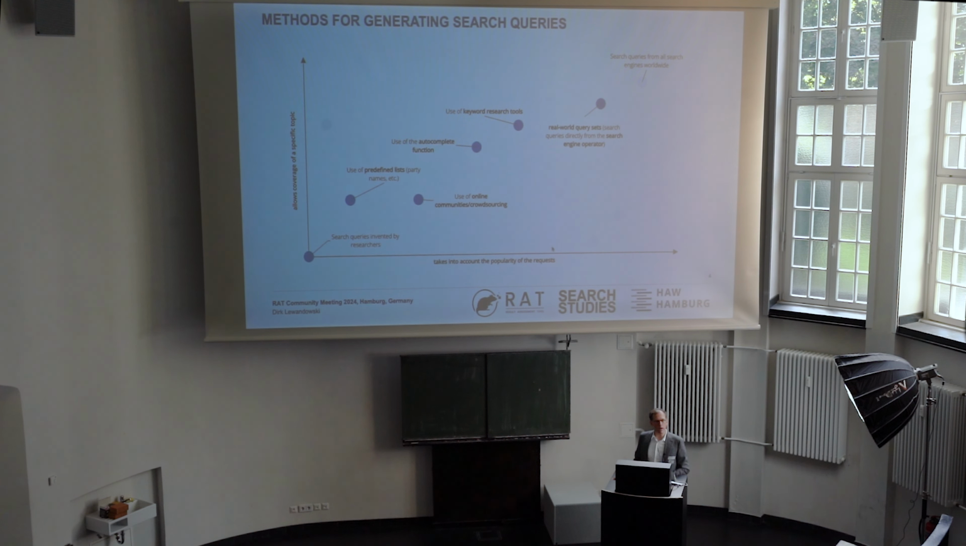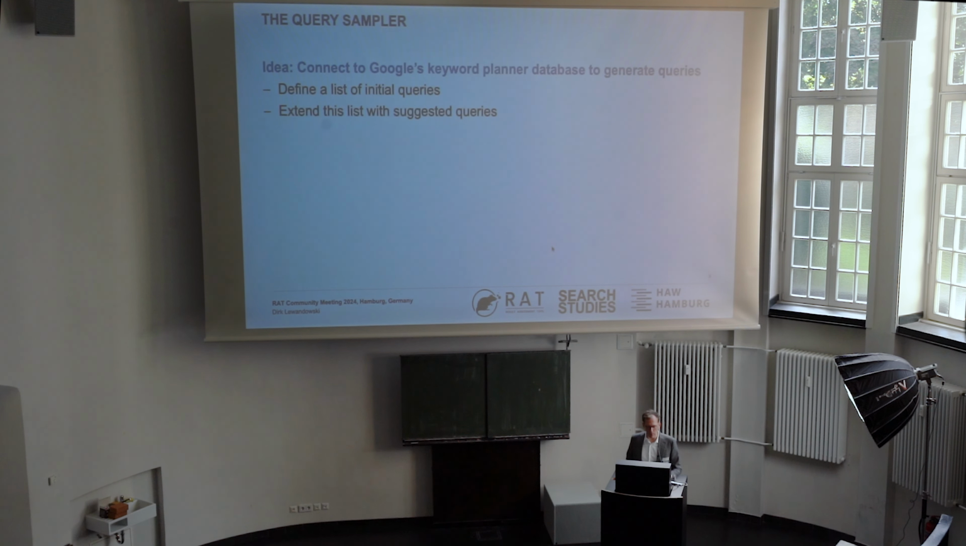But of course, as I said in the earlier talk, when researchers approach us, everybody wants to have the Google queries. And we thought about that. So what can we do about it? So our idea is that we connect to Google's keyword planner database to generate queries. So we define a list of initial queries. This can be just one query or a set of queries. And then we extend this list by suggested terms from Google's keyword planner.